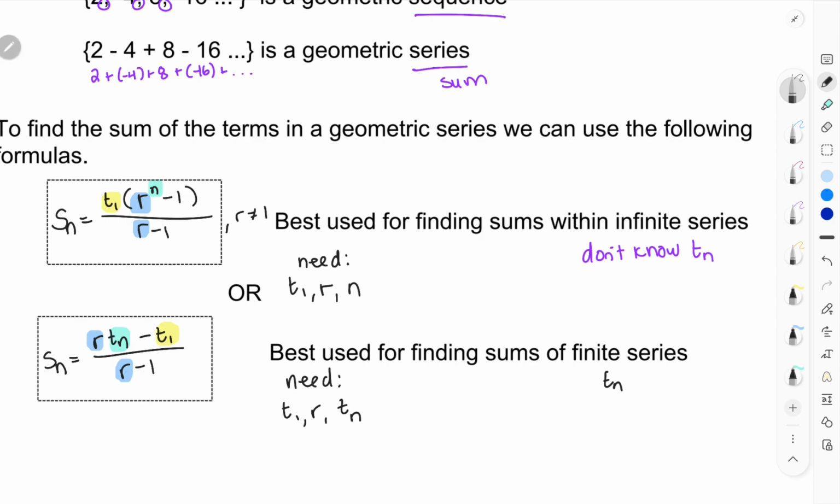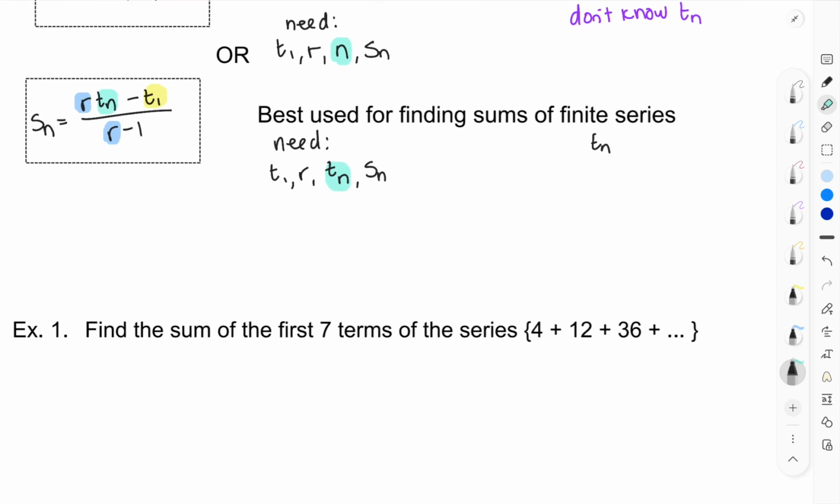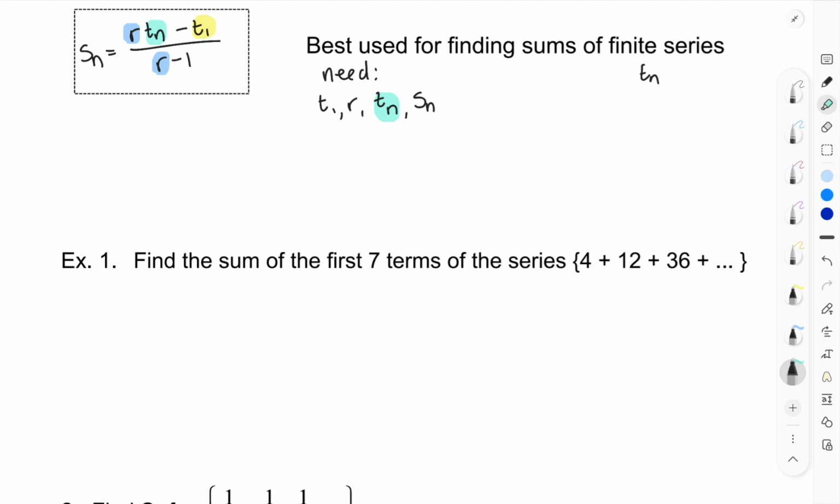So if I have 3 of these 4 things, because they both also talk about Sn, if I know these 3, I can find the sum. Or if I happen to know maybe these 3, I can find t1, depending on the information I'm given. So it's mainly a difference between: do you know the value of the last term, or do you know the place that it's in? And again, just like arithmetic series, when I talk about finding the sum, I'm talking about finding the sum of the first n terms. So if I want to find the sum of the first 7 terms, I'm talking about S7.